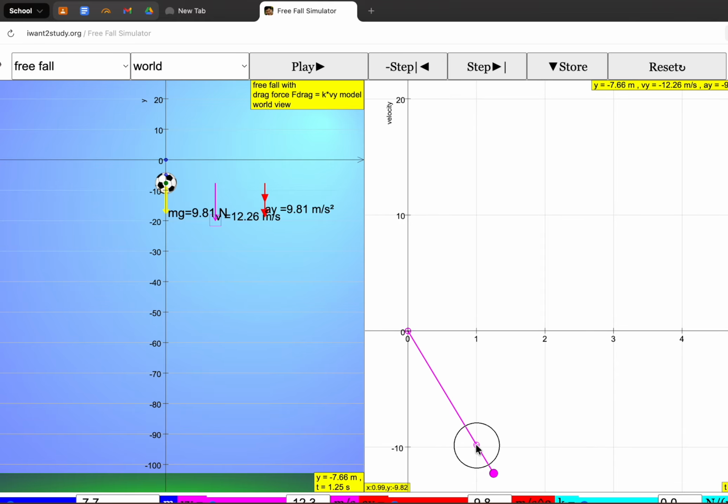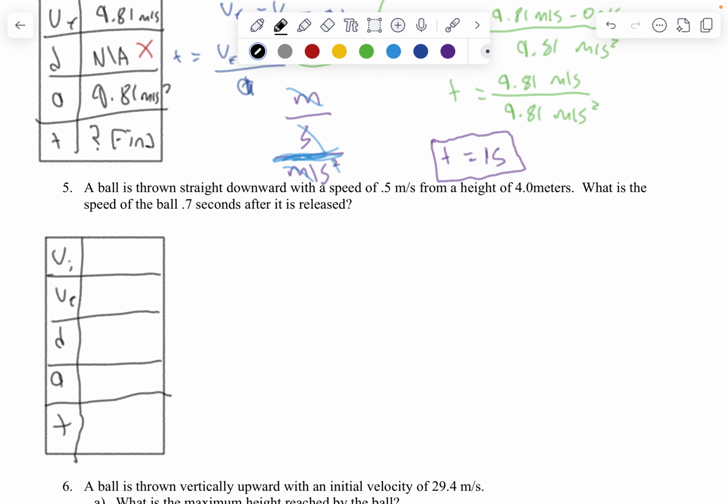So our answer was correct, and I will explain why later. Great, so let's now move on to question number 5. A ball is thrown straight downwards with a speed of 0.5 meters per second from a height of 4 meters. What is the speed of the ball 0.7 seconds after it is released?